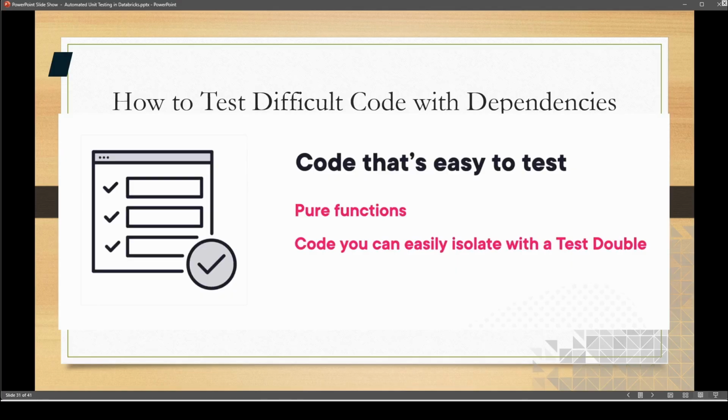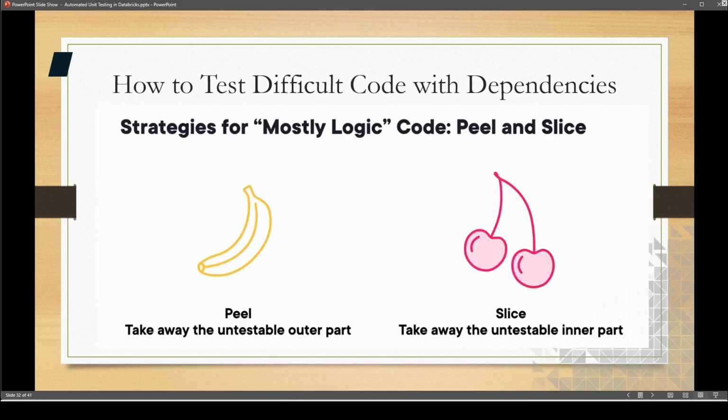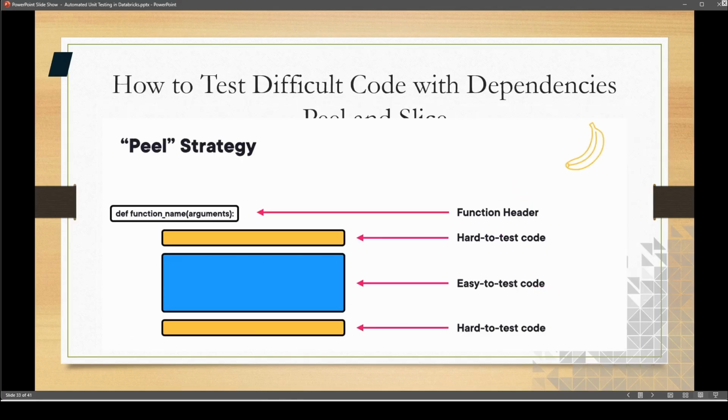Code that's very easy to test is something like a pure function. Pure functions are always easy to test. The strategies I was mentioning: peel, as you peel a banana, and slice, as you slice an apple. I will only talk about peel, because peel is what I have used. If you want to go further, you can also look into other strategies, but I'll only highlight peel.